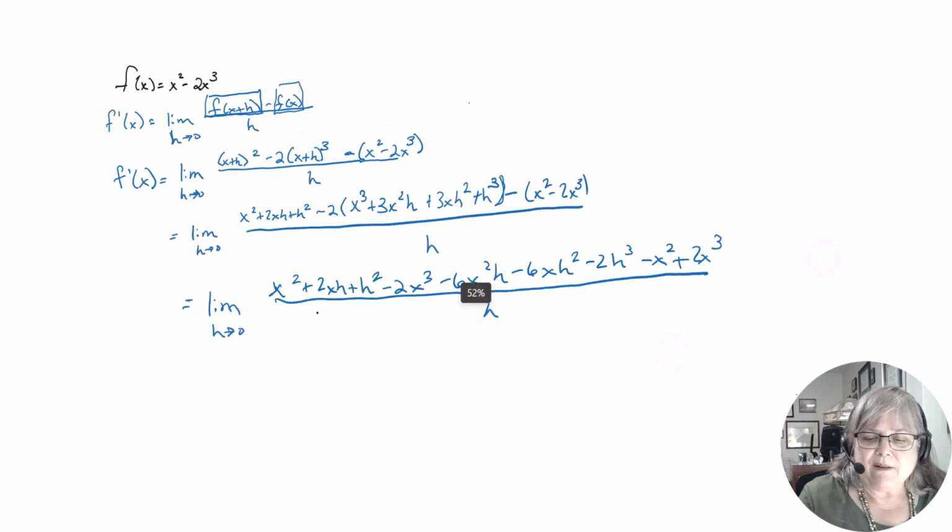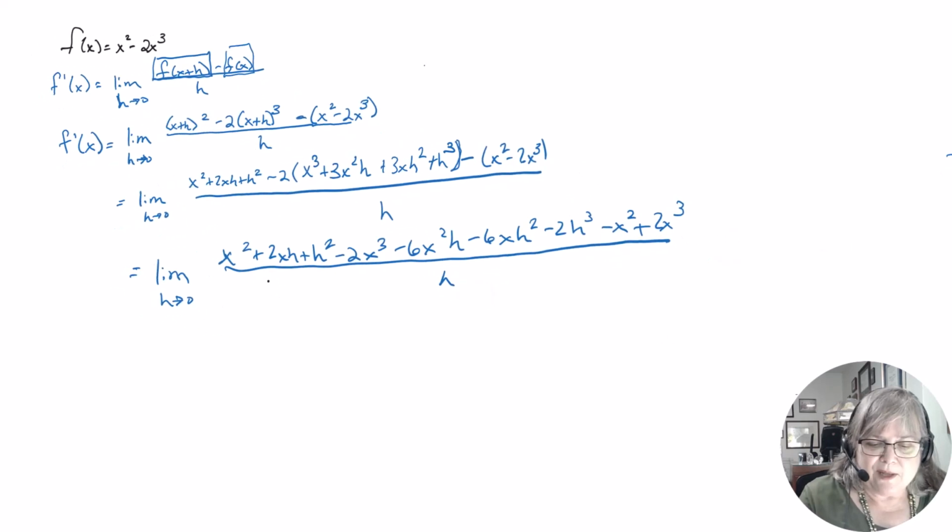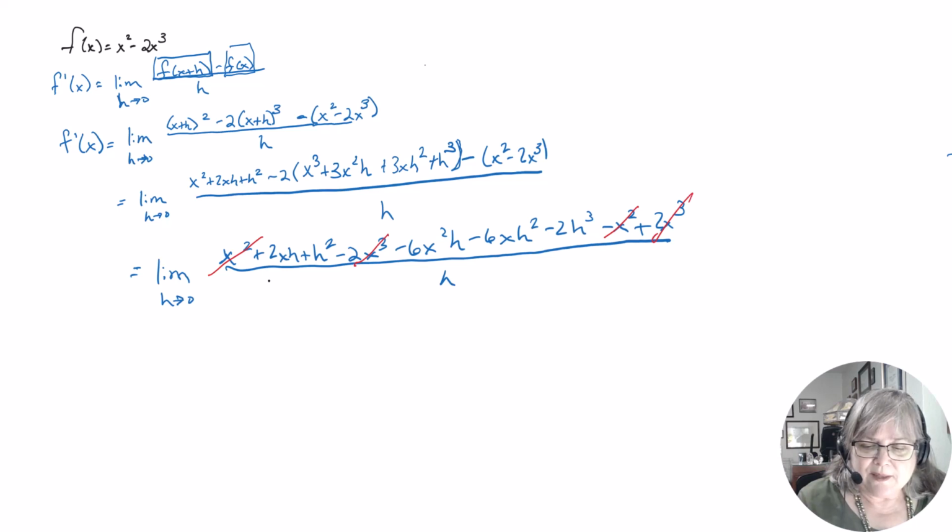Okay, now if we're doing this and I want to feel good about what we're doing, everything that does not have an h should cancel out. So this x squared and this x squared go to 0. And this minus 2x cubed plus 2x cubed goes to 0. Everybody else has an h. I don't see any other like terms.